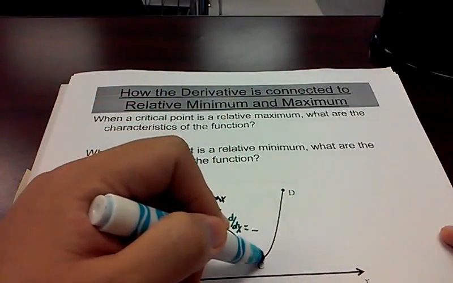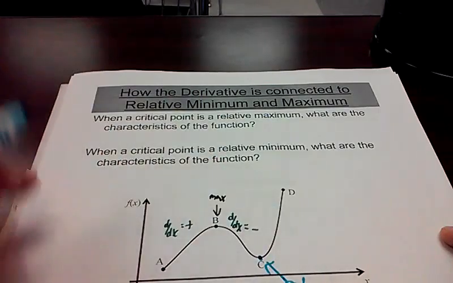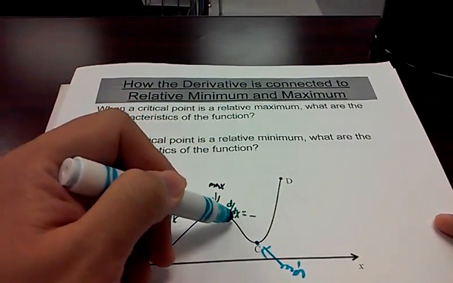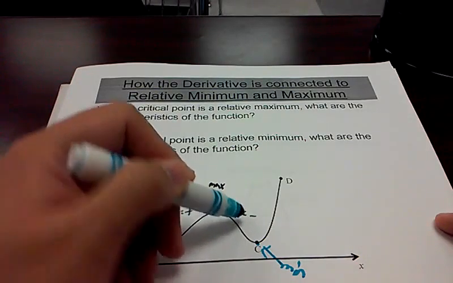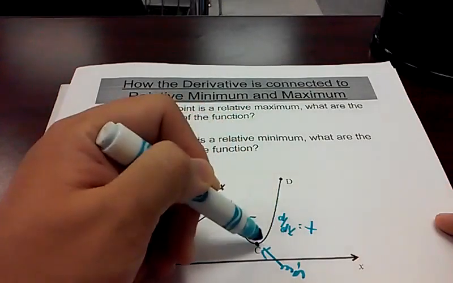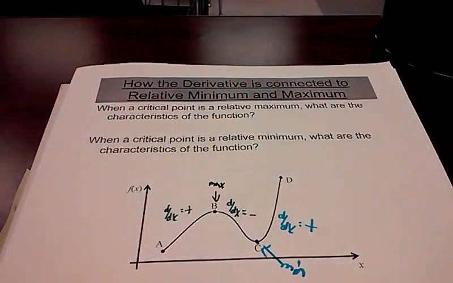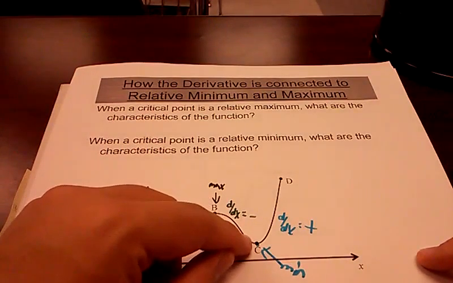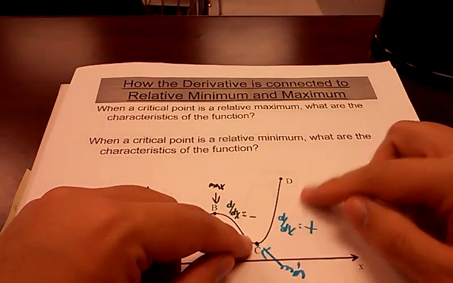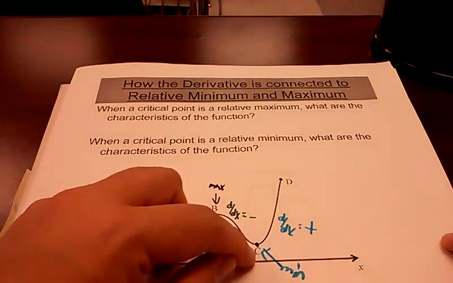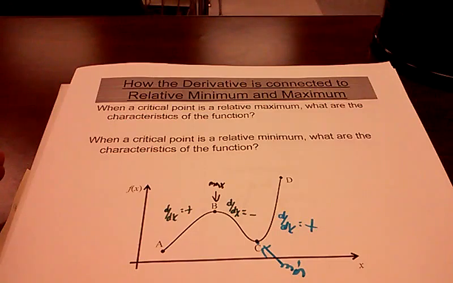Now, look at the minimum. Point C is a minimum value, right? So look at the characteristics of the function now. Well, the function was decreasing, so the derivative was negative, but after C, the function is increasing, so that means the derivative is positive. So a tell-tale giveaway that it's a relative min is if the derivative is negative and then it's a critical number and then the derivative is positive, then that's a tell-tale giveaway that the critical number is a min. So what you have to look for are sign changes.